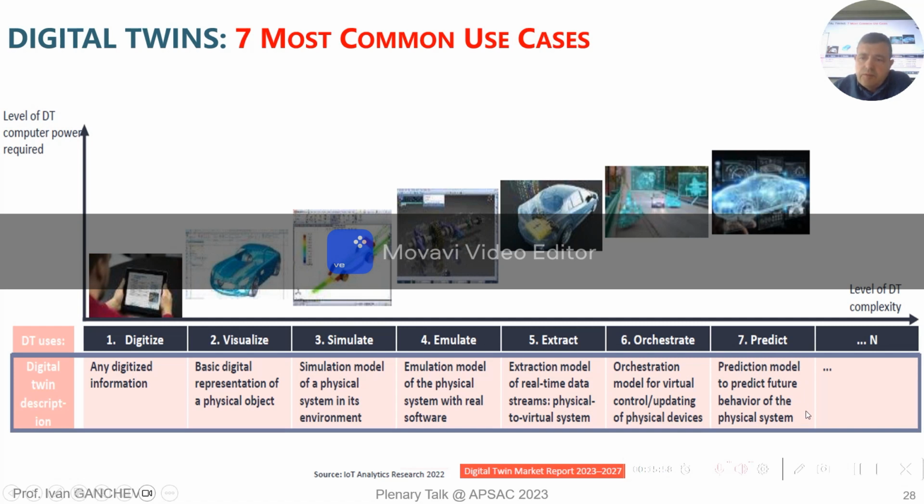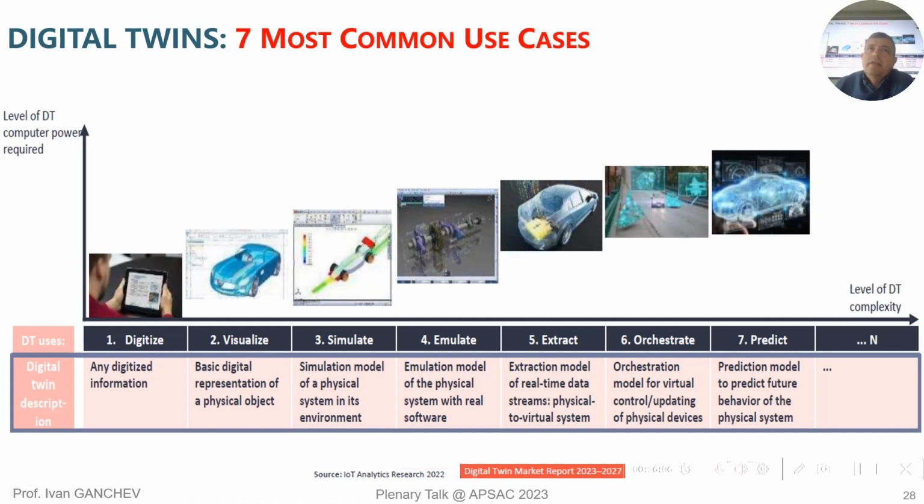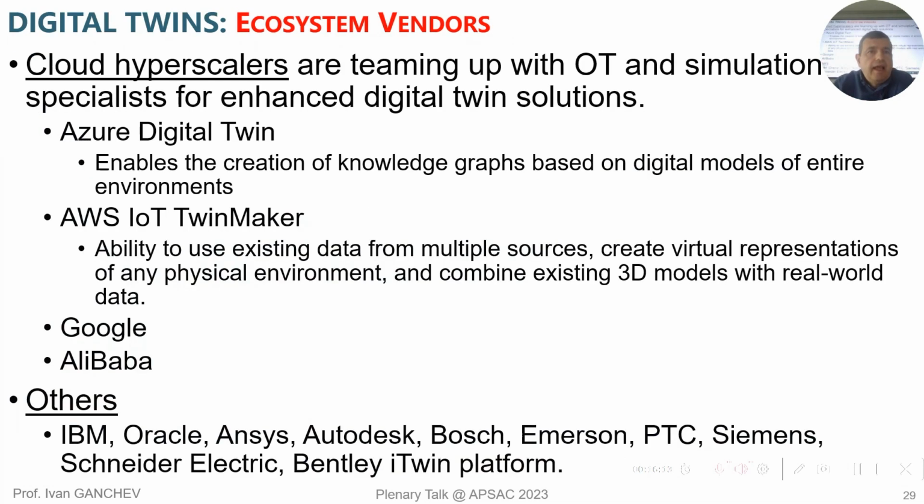And the seventh one is prediction, which is actually the main one applied in the IoT area, building a prediction model to really predict the future. It's a short-term future, of course.